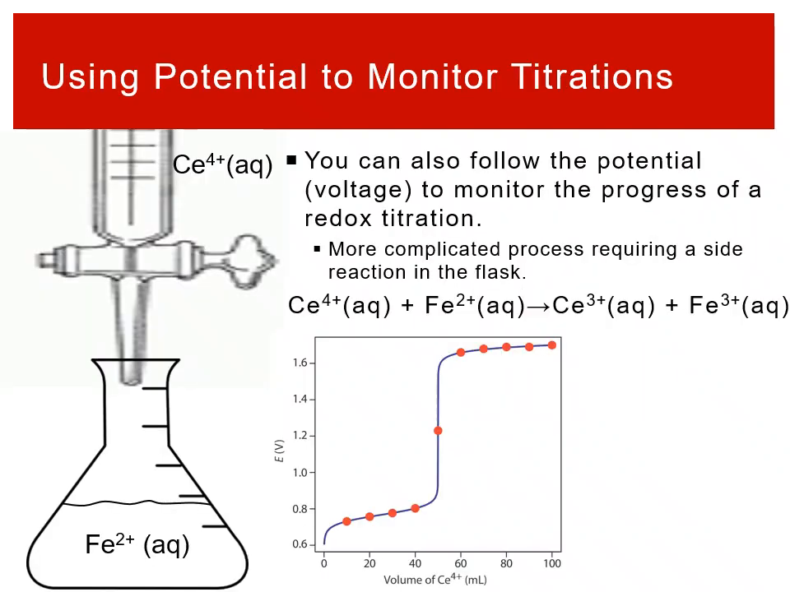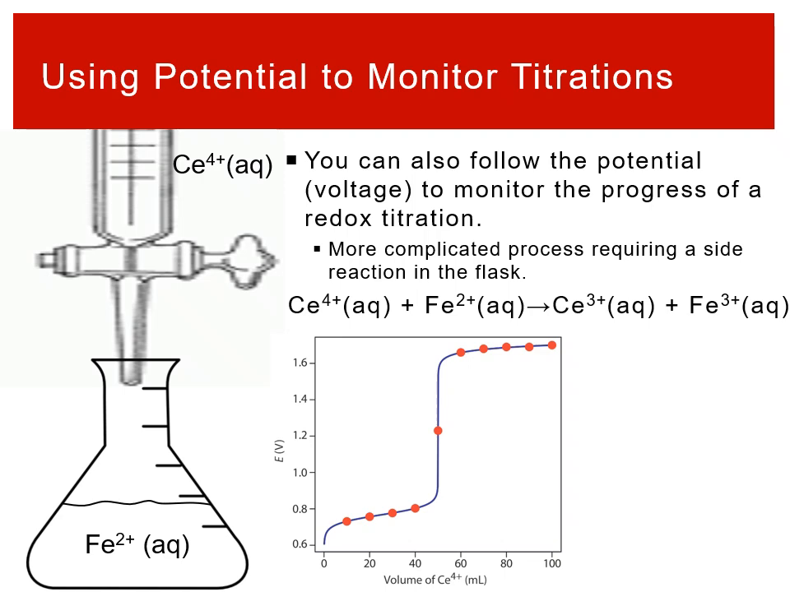If you don't want to use color change, you can also use voltage to measure the progress of a redox titration. You're measuring what's called the potential. This is a measurement of the flow of electrons in these sorts of redox chemical reactions. We'll touch more on this as we move through this chapter. It's just a number that is characteristic of the ions that you have in solution. The thing is, it's a more complicated process than just running the titration.